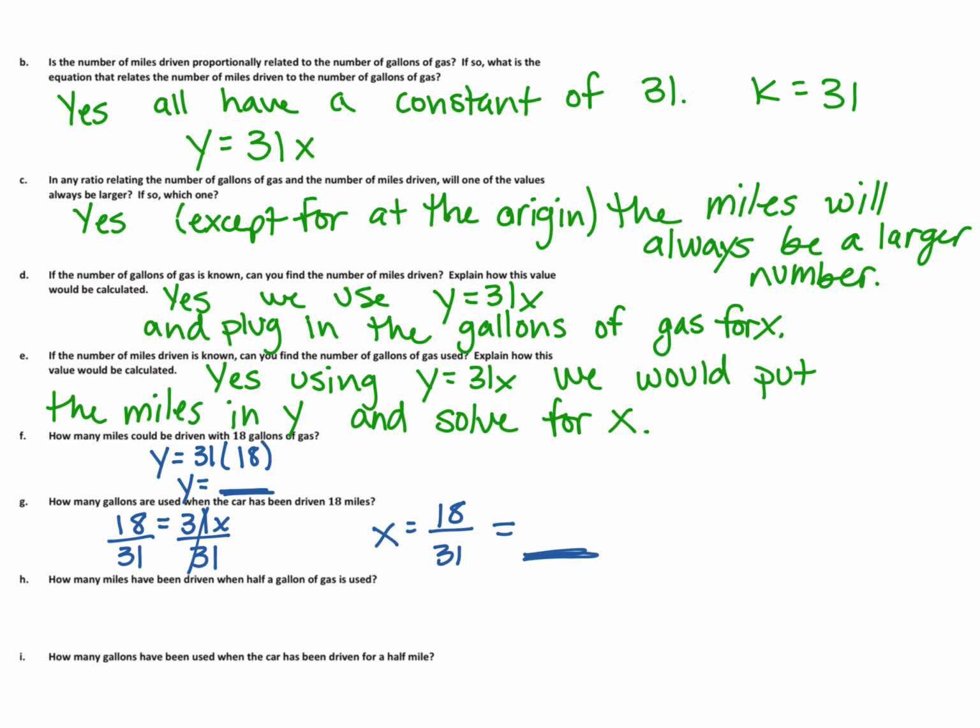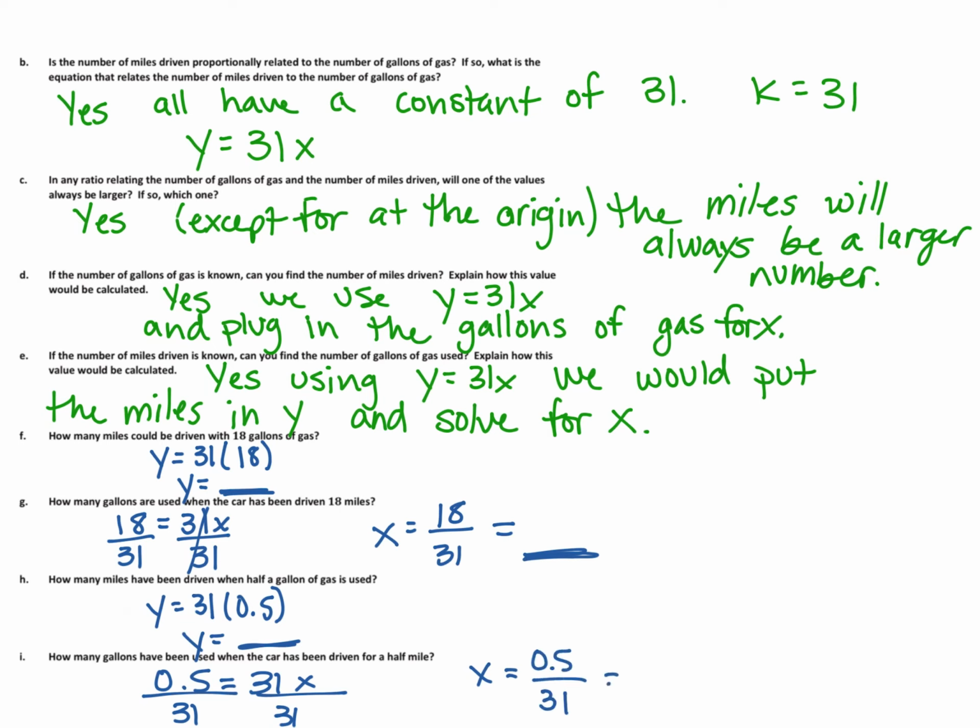H. How many miles have been driven when half of a gallon is used? Another way to write half is with a 0.5. Tell me what that equals when you multiply 31 and a half. I. How many gallons have been used when the car has driven for half a mile? So we're going to put the half in the miles position this time. We have to divide both sides by 31. So tell me what that equals when we have half divided by 31. Tell me what it is as a decimal.